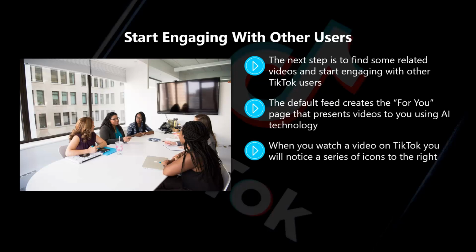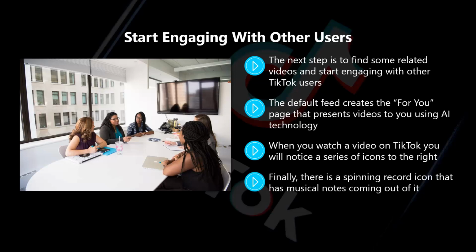When you watch a video on TikTok, you will notice a series of icons to the right. The first icon will take you to the content creator's profile if you tap on it. Then there is the heart icon for liking a video. Then you have the comments icon, and then an arrow pointing to the right, which you can use to share TikToks on other social platforms.